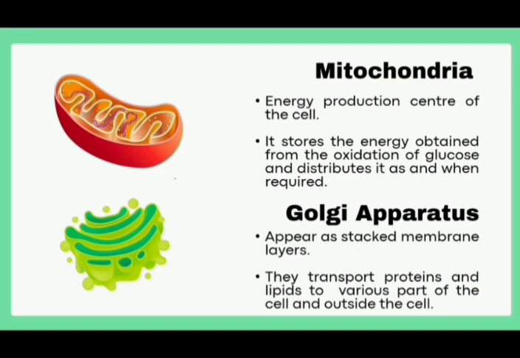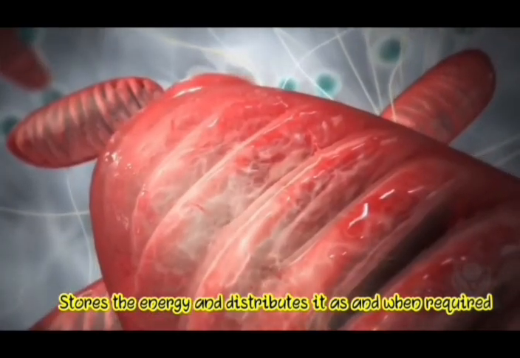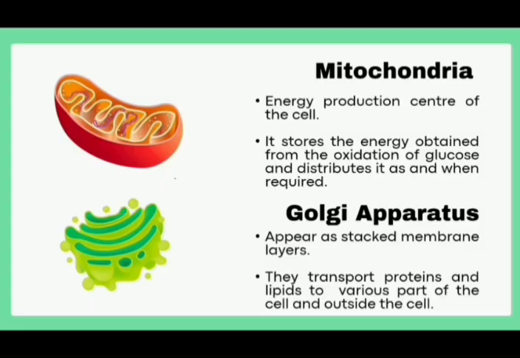Next, we are going to study mitochondria and the Golgi apparatus. Mitochondria are the powerhouse of the cell. They break down nutrients to release energy that the cell can use. They keep the plant's processes running, from building molecules to active transport.